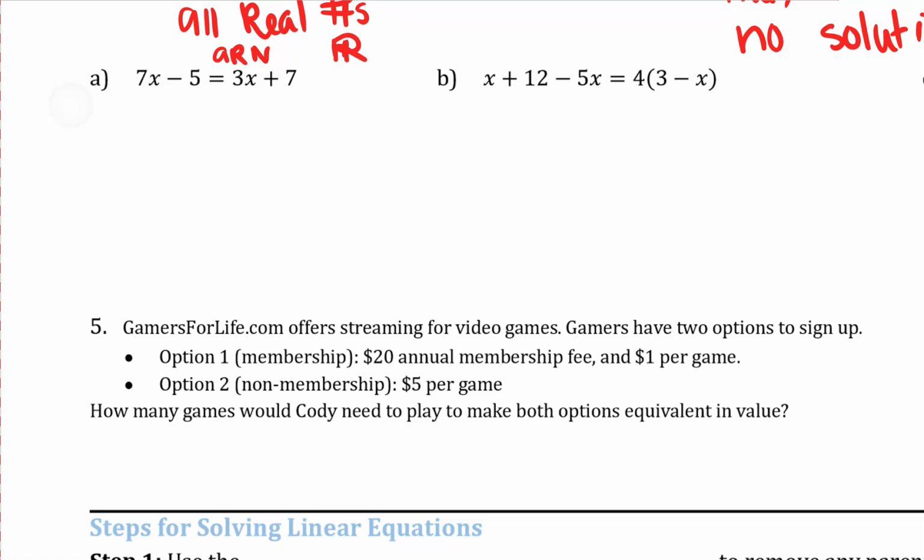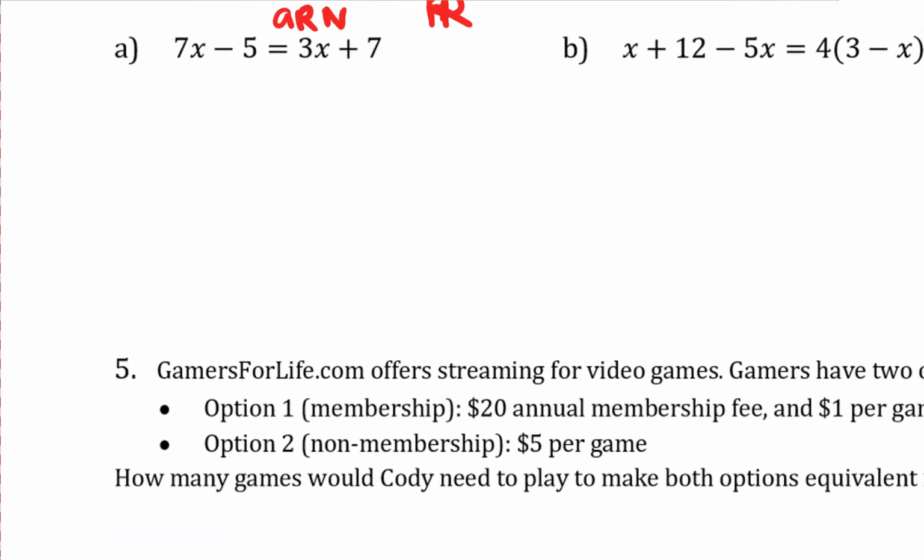All right, so hopefully you got a chance to try A, and I'm just going to walk through it together really quickly. You're going to want to get your x's on the same side because the left and right are already simplified. So I'm going to move the 3x. I like moving that one because it's the smaller one. And then you'll be left with a positive number here. So remember, when you move something to the other side, you do the opposite of what it was.